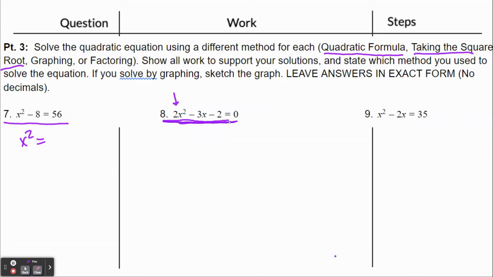And the last one here, because we have an a value of 1, we have an x term, and then we have a value that we can move over to make it standard form. This one I'm actually probably going to use factoring for. So I have the quadratic formula for the middle one, and taking the square root on the first one. So let's get into it.